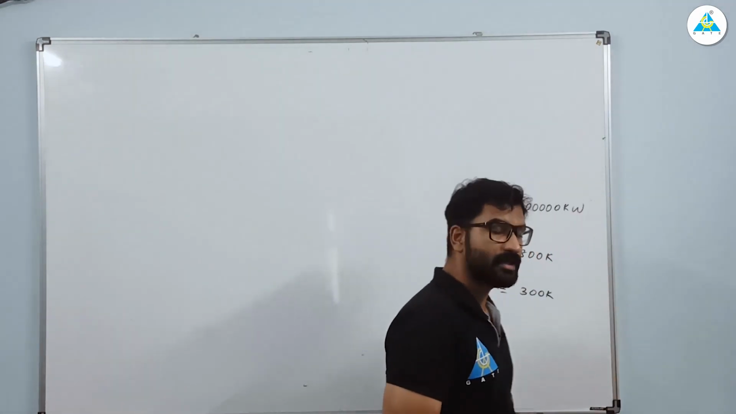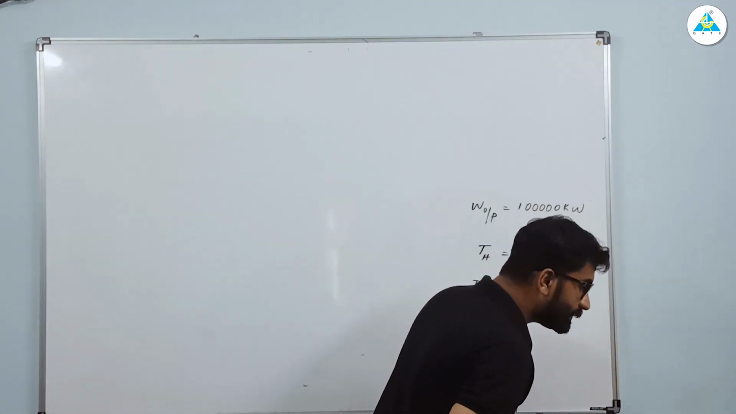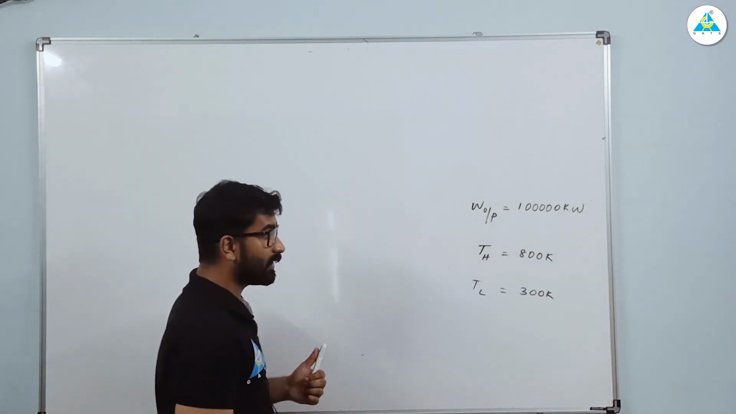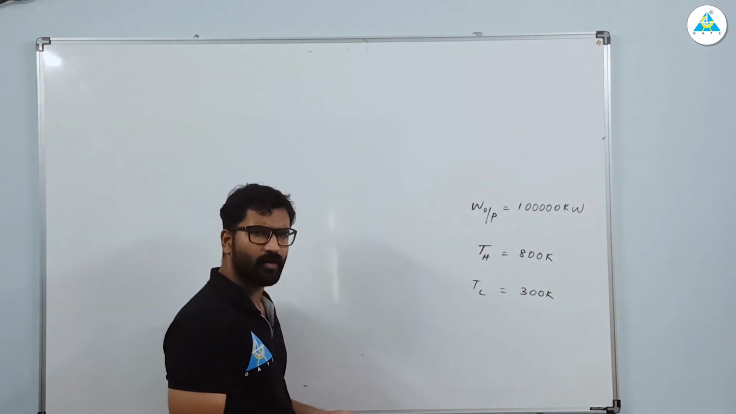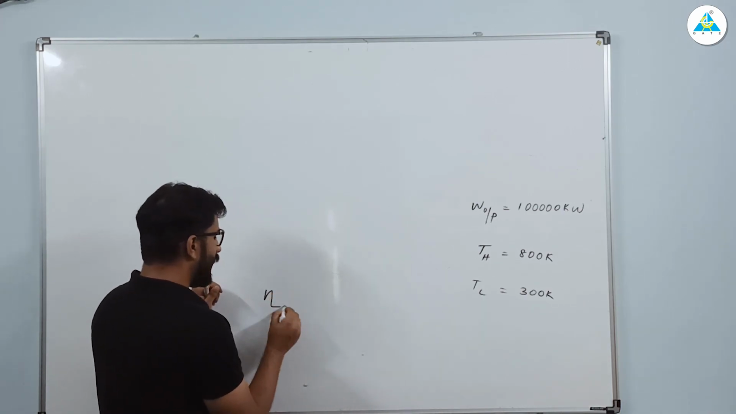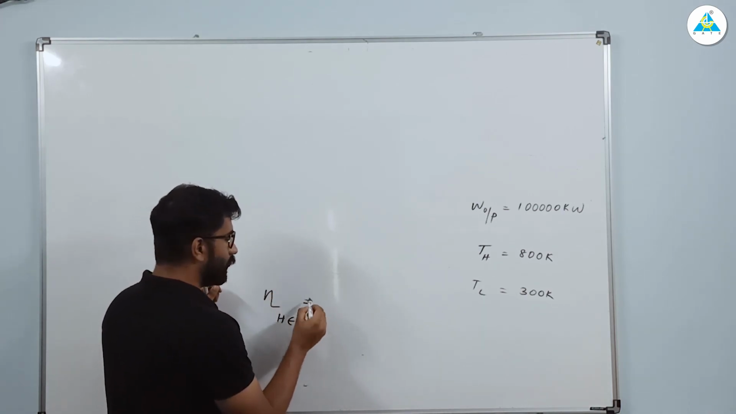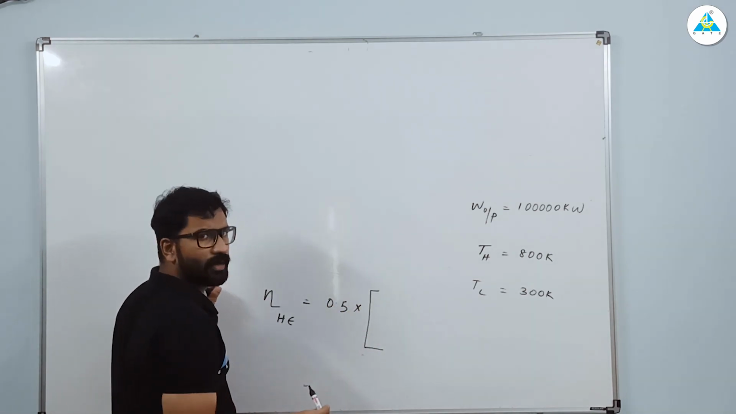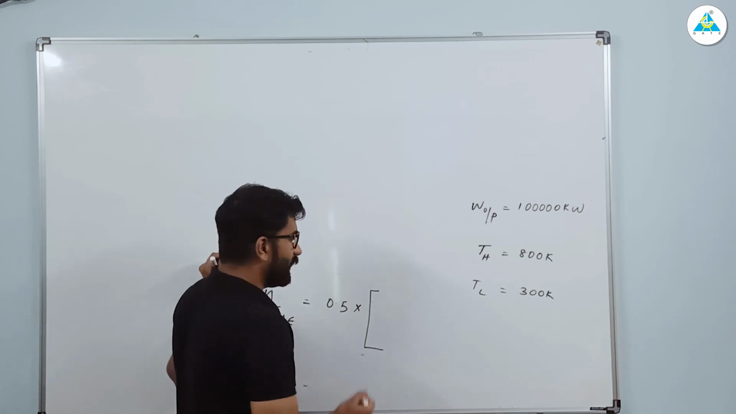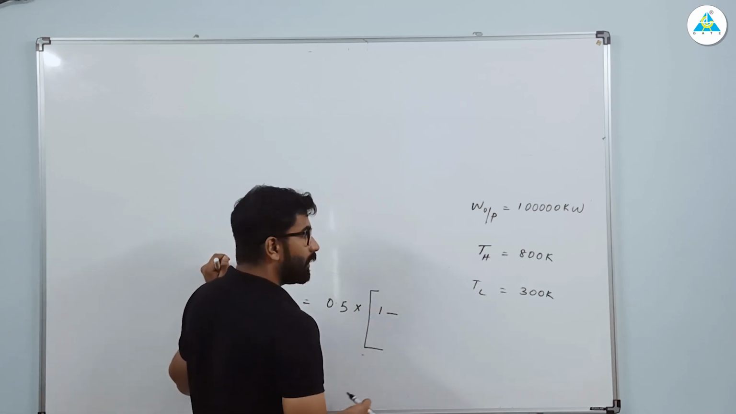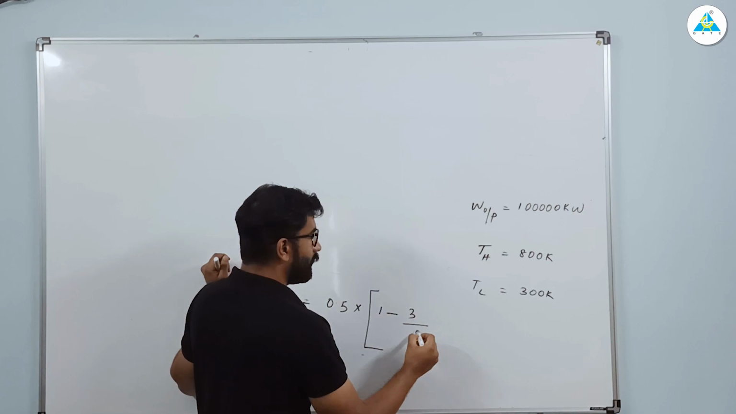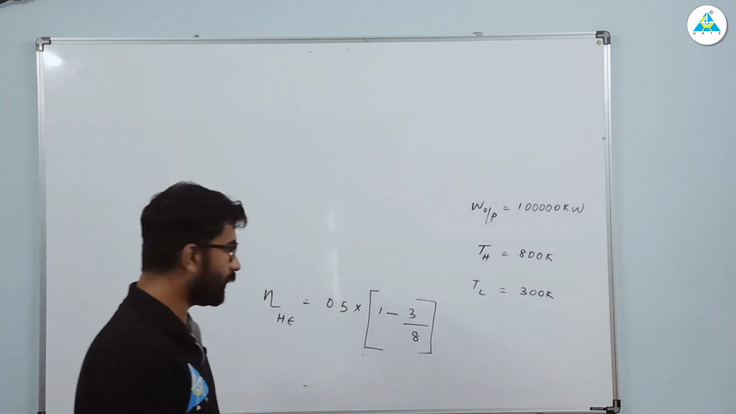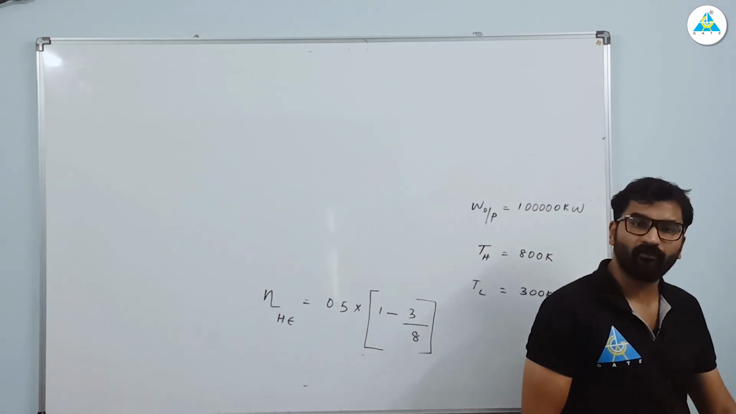It has a thermal efficiency equal to 50% of the Carnot engine. So the efficiency is 50% of the Carnot engine efficiency. So what will be the efficiency of the Carnot engine? Right. So you can see the actual efficiency of this heat engine is equal to 0.5 multiplied by the efficiency of the Carnot heat engine. What is the equation for efficiency of a Carnot heat engine? 1 minus TL by TH, which is 1 minus 3 by 8. So find it. This will be the efficiency of this heat engine.